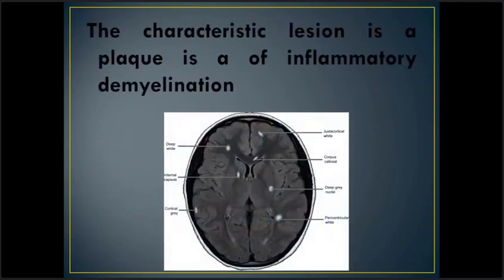The characteristic lesion is the plaque. This white dot in the MRI is the plaque, and maybe for 10 plaques, only one is symptomatic. So just like the iceberg, only one-tenth appears and nine-tenths is below the water.